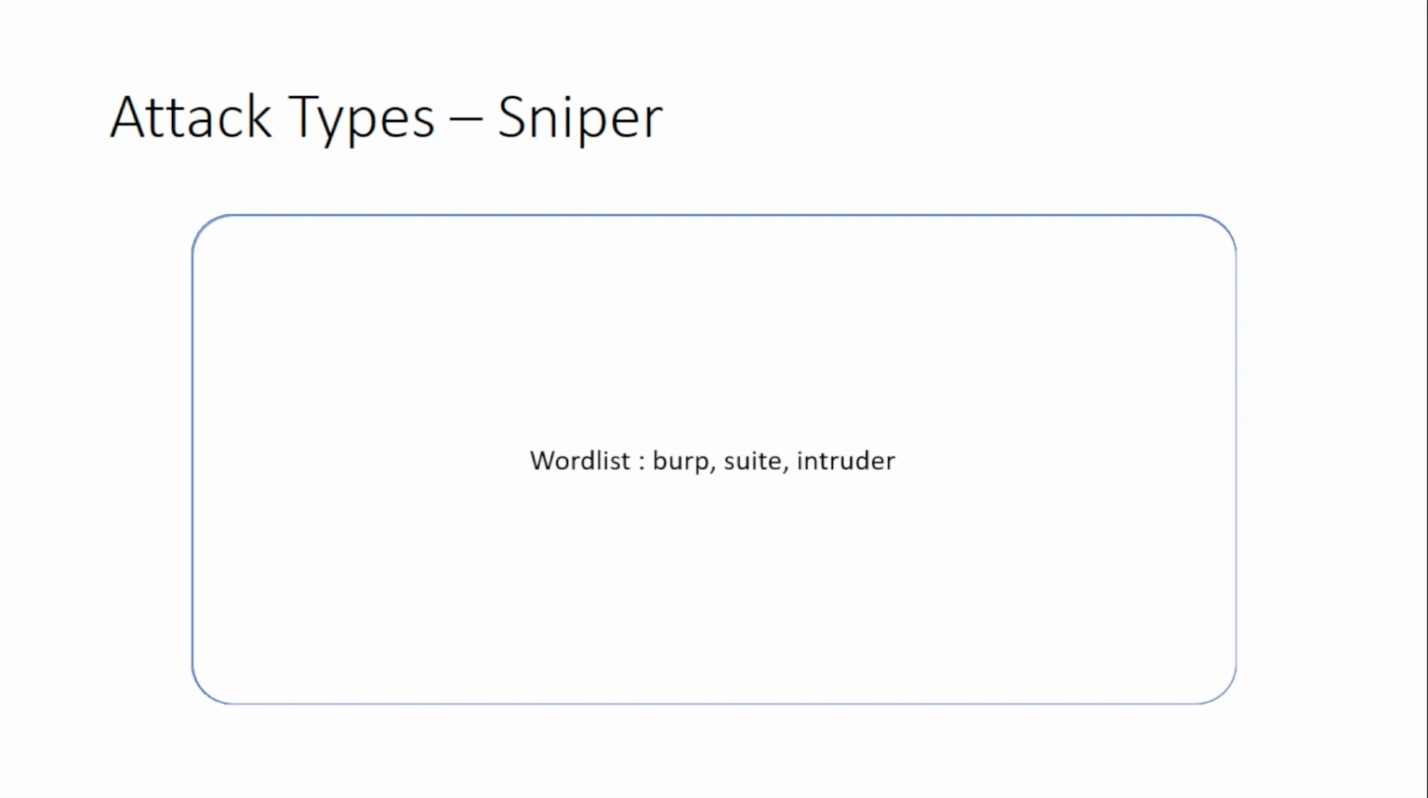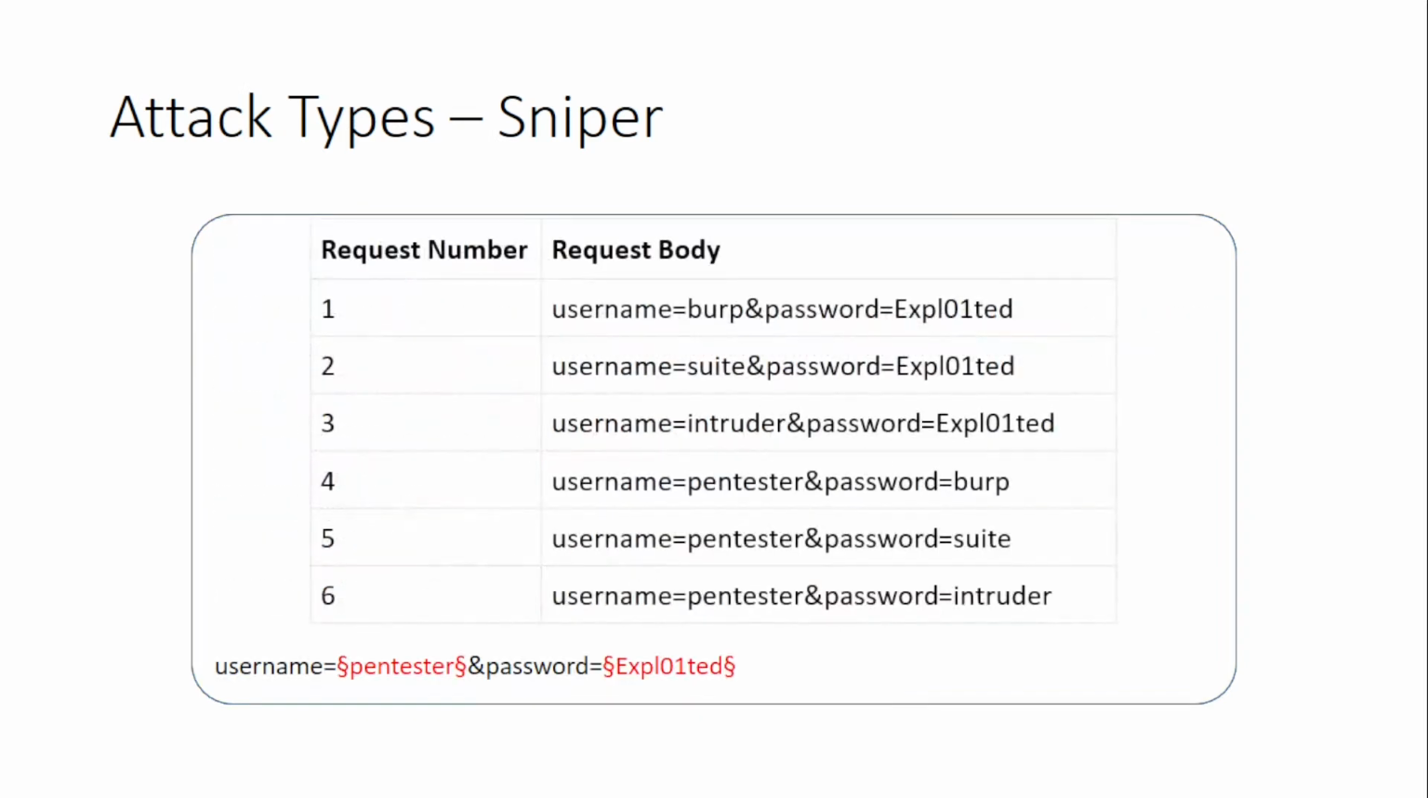What Intruder is going to do in a sniper attack is that for the username, it will start by putting each word of the word list in the first position while leaving the second position as it was. That's why you get username equals burp and password still exploited, didn't change. Then username changed to the second word in the word list and the password still hasn't changed. And then the username used the third word in the word list and the password hasn't changed.